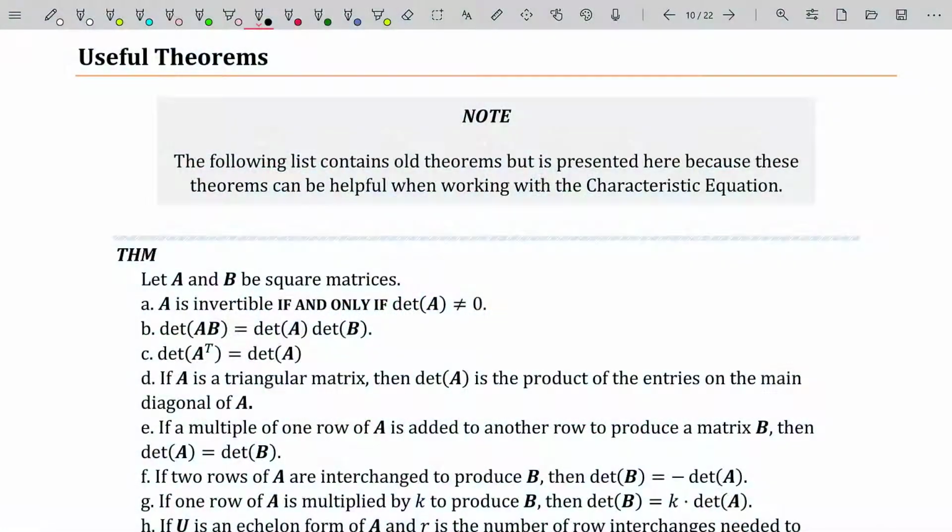Hello, my name is Roy Simpson, professor of mathematics at Cosumnes River College in Sacramento, California. This video is for linear algebra students who are currently going through a discussion on the characteristic equation surrounding eigenvectors and eigenvalues, and this short video is to cover some very useful theorems as you go through to try to find eigenvalues using the characteristic equation.